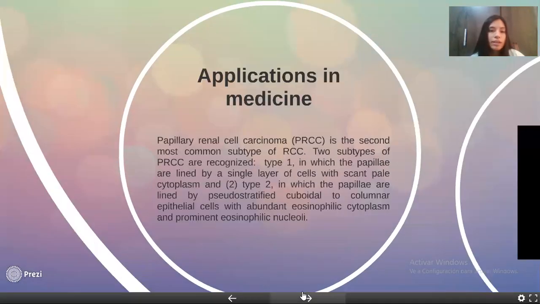Applications in medicine. Papillary renal cell carcinoma is the second most common subtype of RCC. Two subtypes of PRCC are recognized. Type 1, in which the papillae are lined by a single layer of cells with scant pale cytoplasm, and type 2, in which the papillae are lined by pseudostratified cuboidal to columnar epithelial cells with abundant eosinophilic cytoplasm and prominent eosinophilic nucleoli.